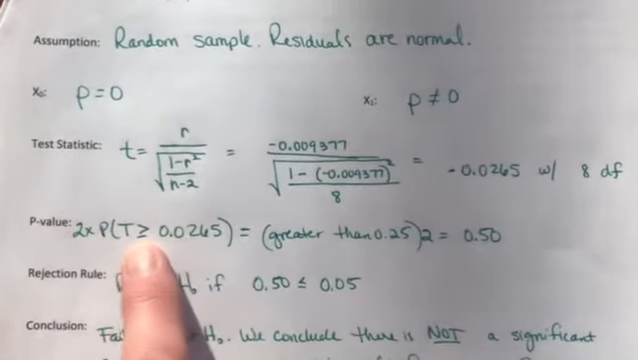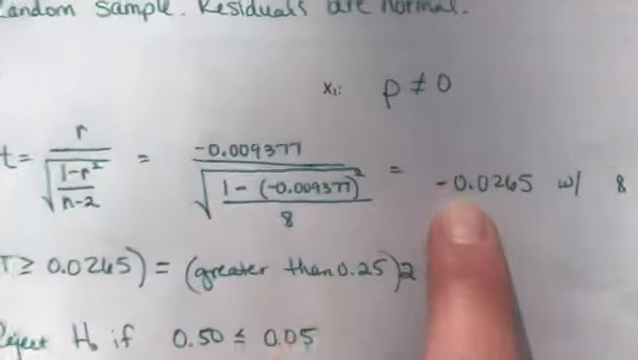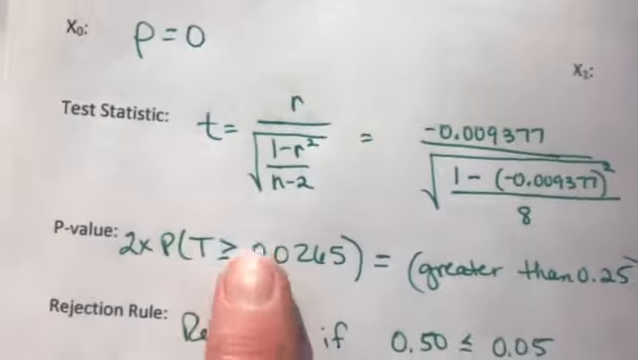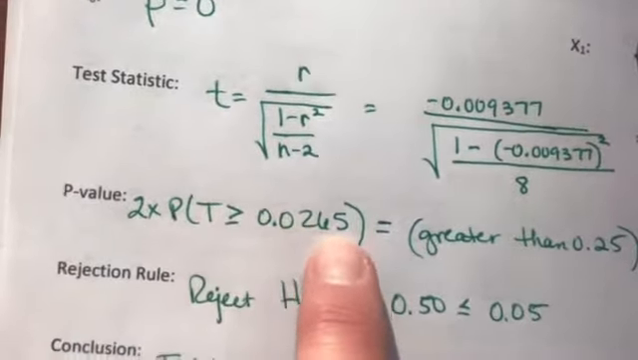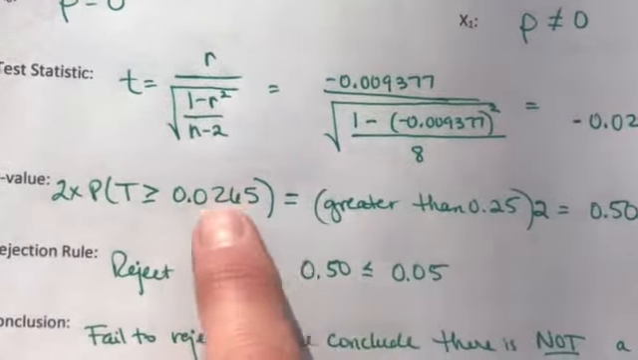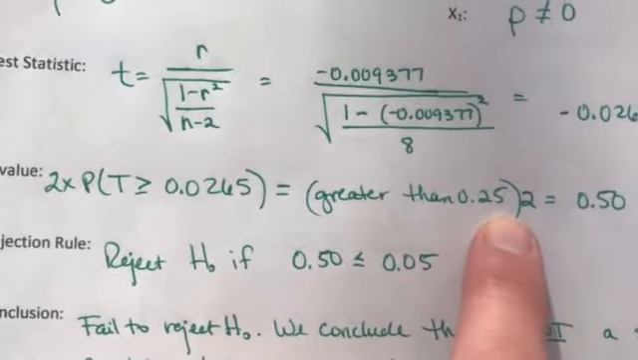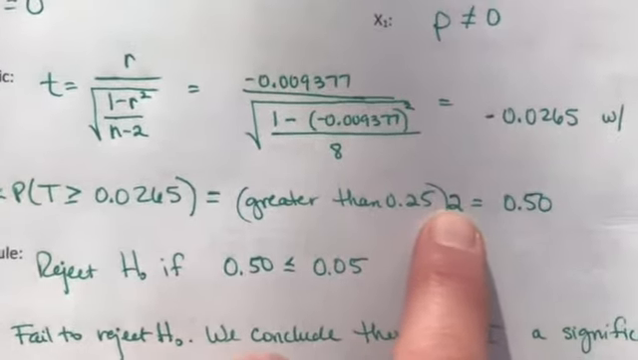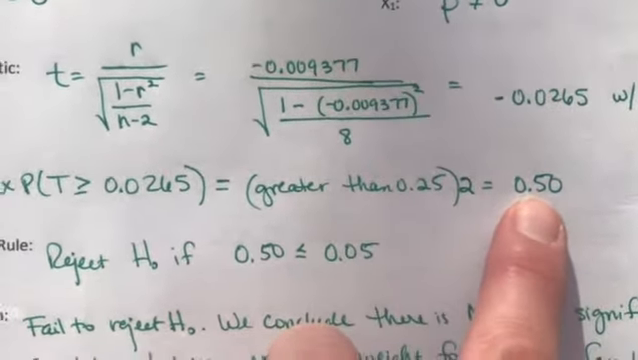Since I used my greater than symbol, I made this guy positive. Even though he's negative right there, I went ahead and made it positive. So we talked about that. If I look that up, this value right here has to be greater than 0.25. If I multiply that by 2, I get 0.5.